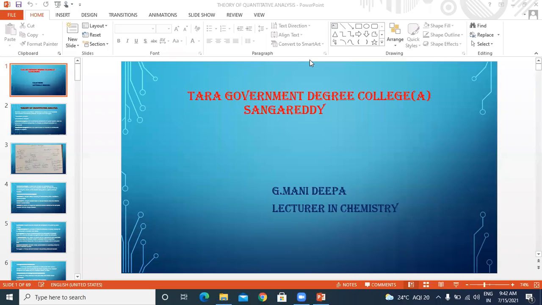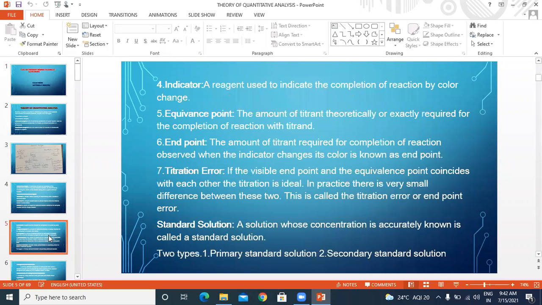What is meant by standard solution? Anyone? What is a standard solution? If you know the concentration of a solution, or if you are able to calculate the concentration of a solution, then such a solution generally we can call a standard solution. So what are the standard solutions which we can use in titrimetric analysis or volumetric analysis? And how can we prepare those standard solutions, as I discussed in the previous class?